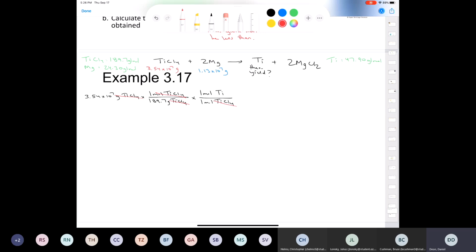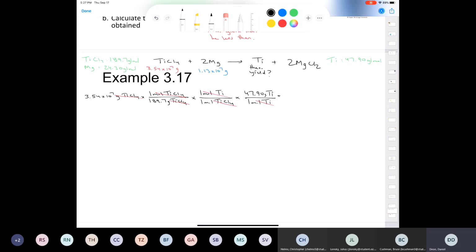Now I want to get the mass of titanium, and so I need 1 more conversion factor, and I know that in 1 mole of titanium, I have 47.90 grams. So 47.90 grams of titanium. Now, let's make sure our units cancel. Yes, let's do some math.